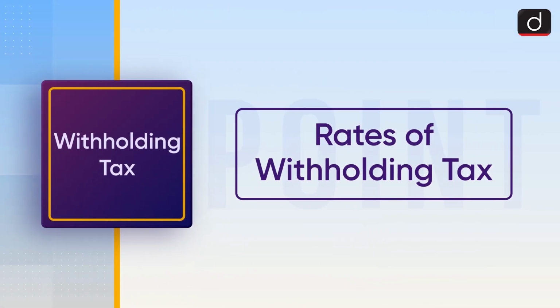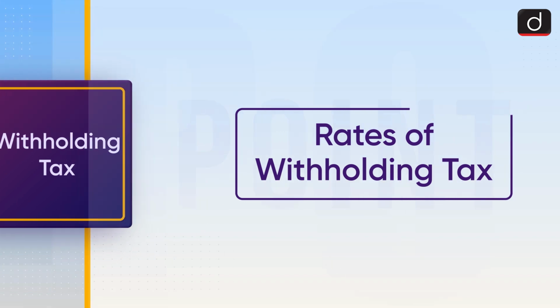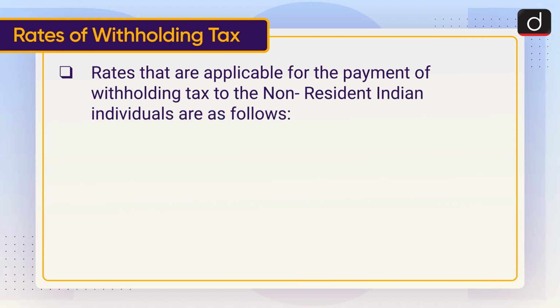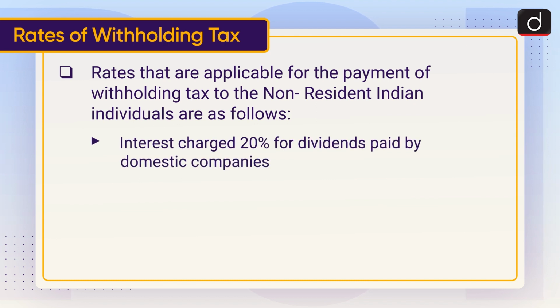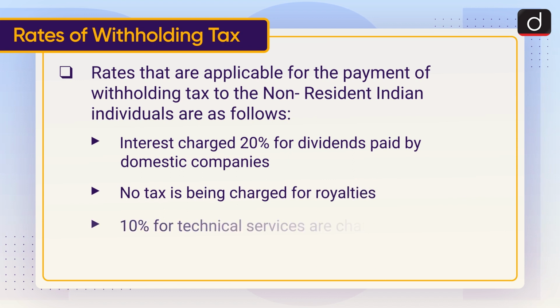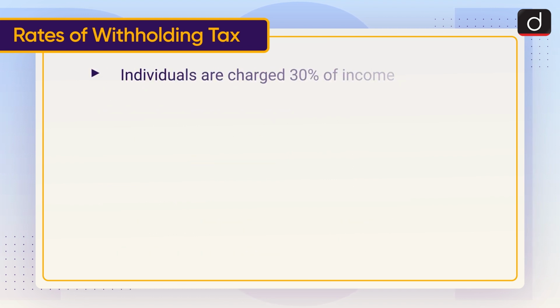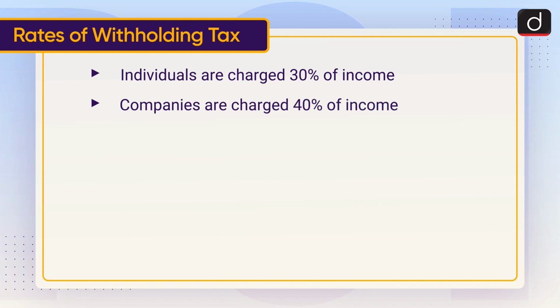Let's have a look at the rates of withholding tax. Rates that are applicable for the payment of withholding tax to the non-resident Indian individuals are as follows. Interest is charged at 20%, and dividends paid by domestic companies are charged 20%. No tax is being charged for royalties. 10% for technical services is charged. 10% for other services. Individuals are charged 30% of income and companies are charged 40% of income.